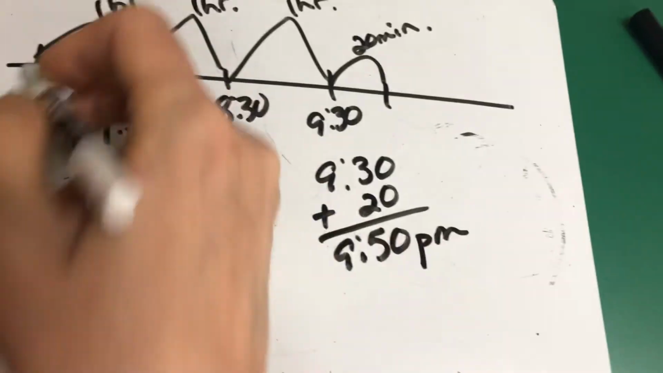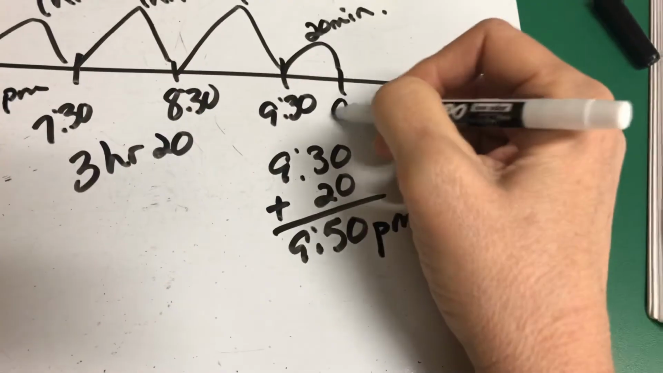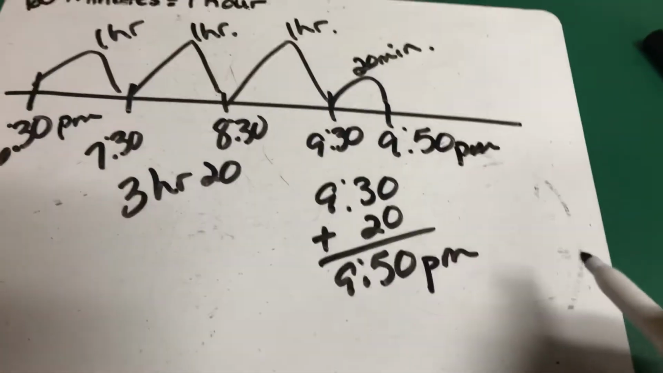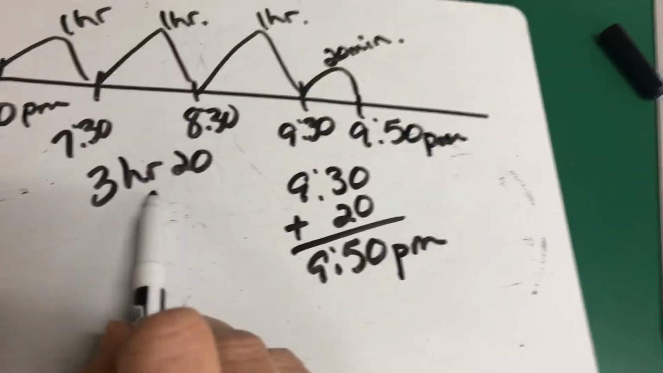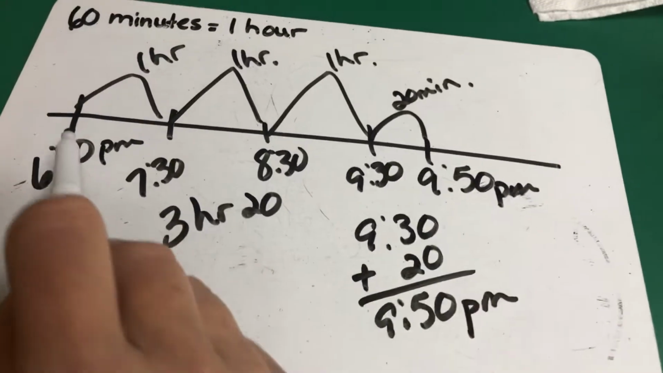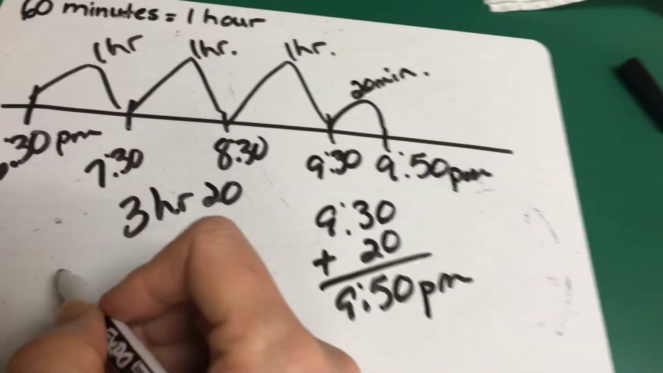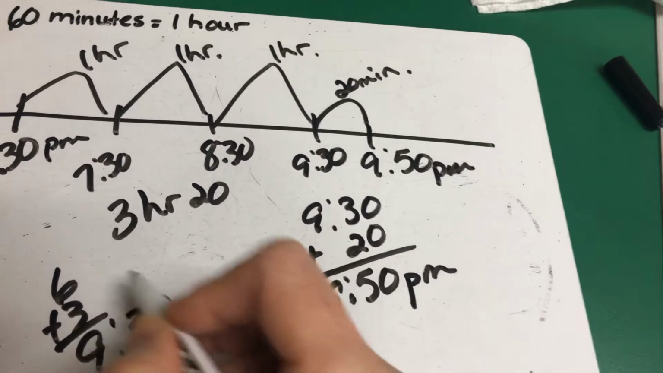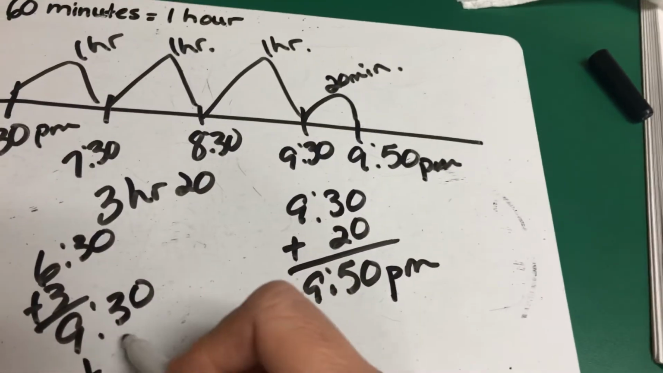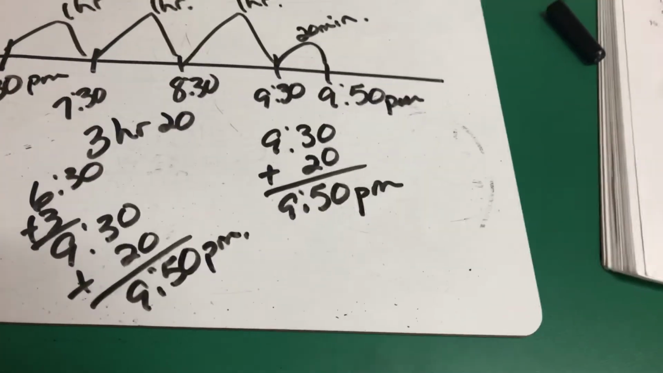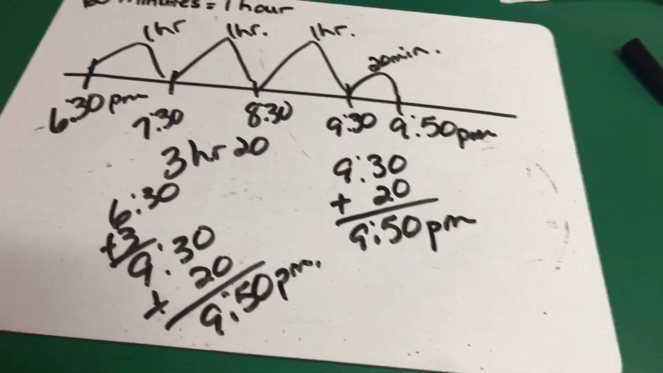And I'm going to say I'm doing that at p.m. I don't think I want to go shopping at 6:30 a.m. So 9:50 p.m. It gave me the starting time. It gave me the duration or how long I did it. And it wanted to know the ending time. So 1 hour, 2 hours, or I could have just done the 6 plus the 3 and gotten the 9. And then added my 20 minutes, 9:50. Not bad when I'm not carrying anything over, but let's try one in which I am.